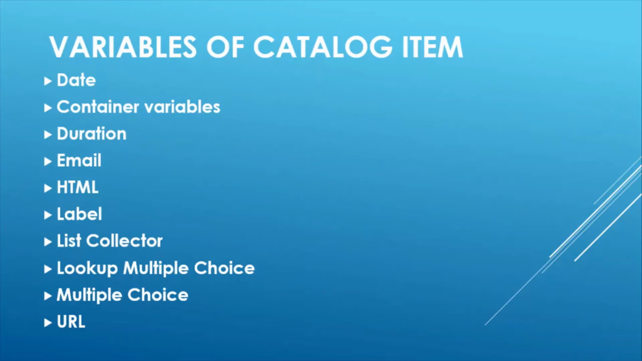List collector, there is a list for any particular value, and we can select some of the values from the list to the other side. And lookup multiple choice, so we can have the authority to select multiple choices from the lookup. Multiple choice, we are aware of that, we can select multiple choices. URL, we can define some URL or link into that. So once we click on that URL, it will redirect to another page.